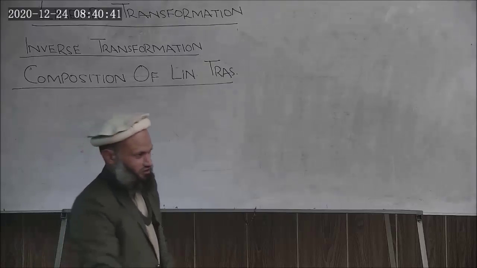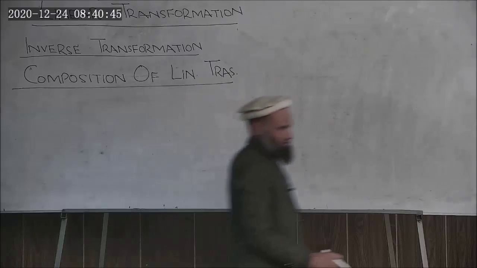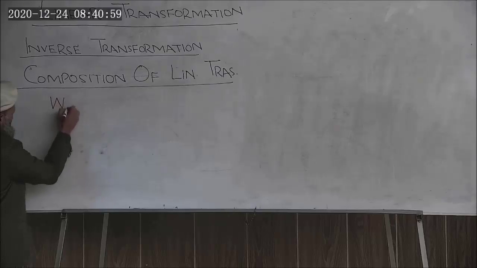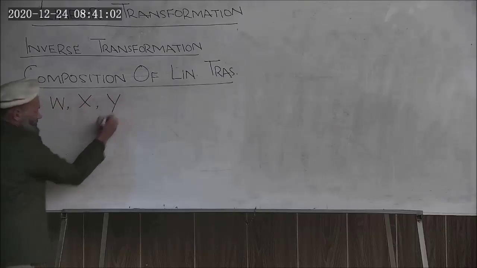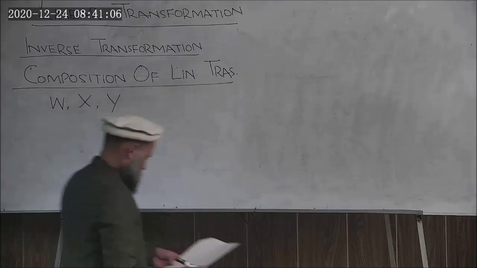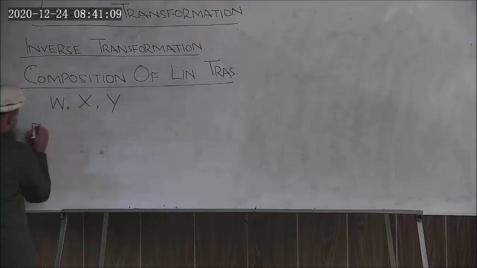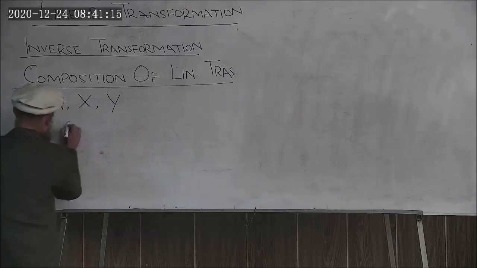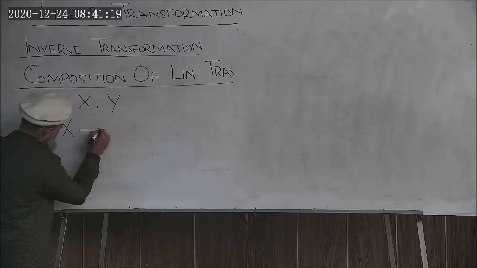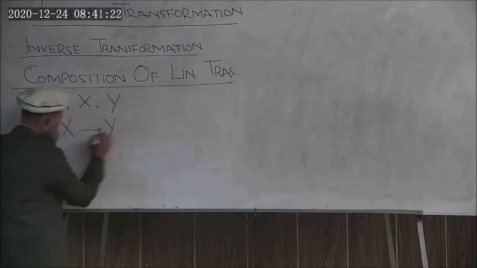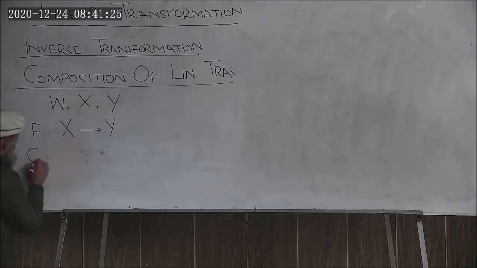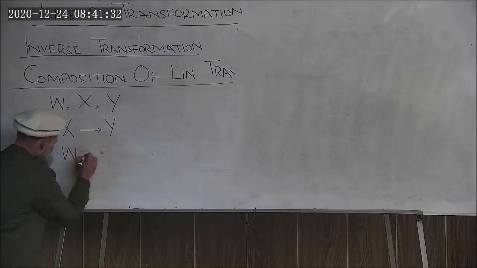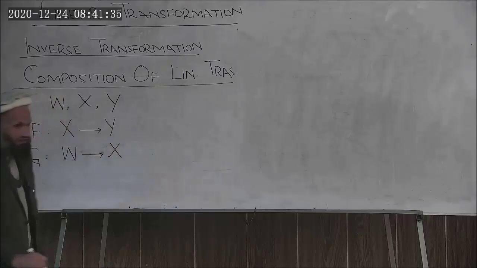Composition of linear transformations. If you have three vector spaces, let's name them W, X and Y. These are vector spaces. The transformation F transforms a vector in vector space X into a vector in vector space Y. There is another transformation G, which transforms a vector in space W to a vector in space X.